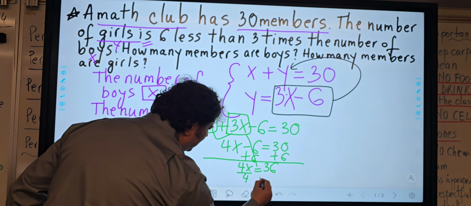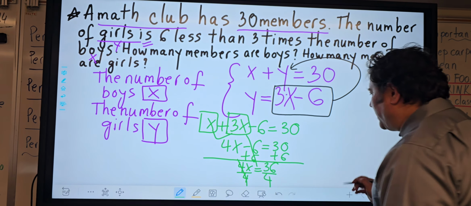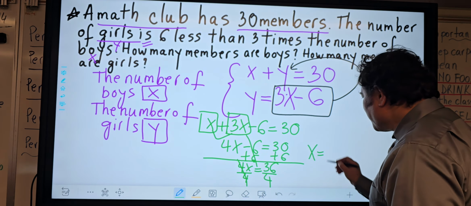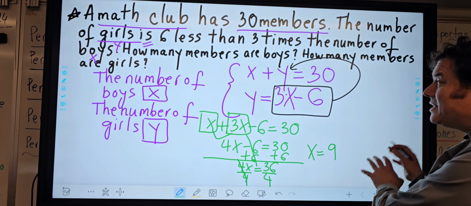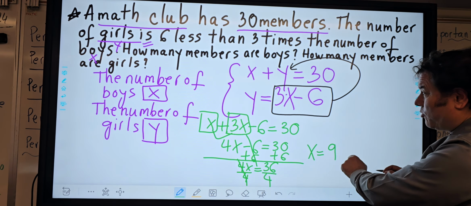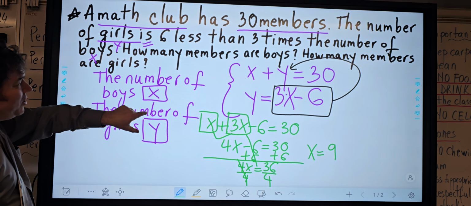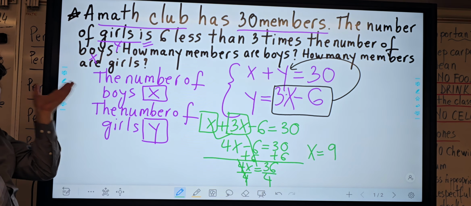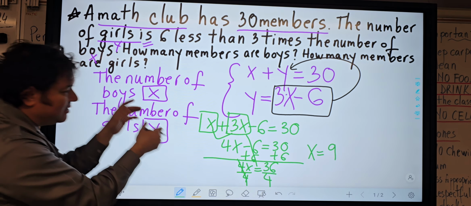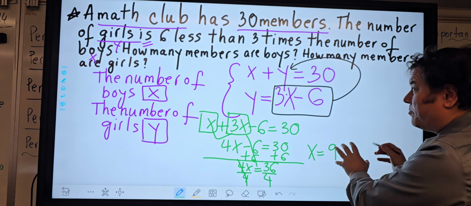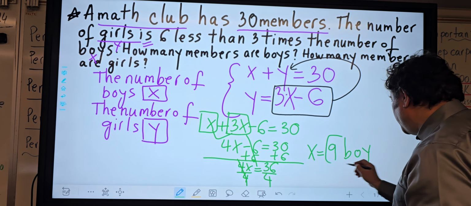And finally, we have to divide both sides by 4. Whatever we do to one side, we do to the other side. 4 and 4 simplifies to 1x. So we get x equals 36 divided by 4 is 9. But what does 9 represent? X equals 9. But x, we know that it represents the number of boys, because in the beginning we called the number of boys x. So x equals 9, and 9 represents the boys. So we have 9 boys.